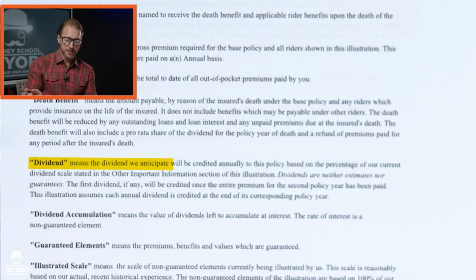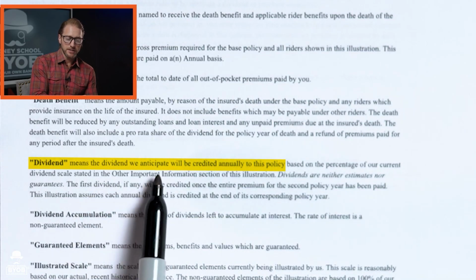Dividends, we've kind of hit those already. So they anticipate a dividend will be credited annually because this is a mutually owned life insurance company. So therefore, they don't have stockholders to distribute profits to, so they distribute unused premium deposits. They don't call it profit because then it would be taxed. So it's unused premiums that were made to the company being returned. That's what your dividend is.